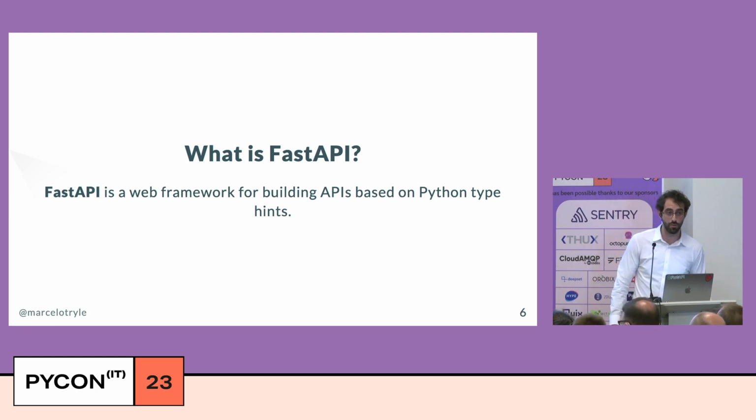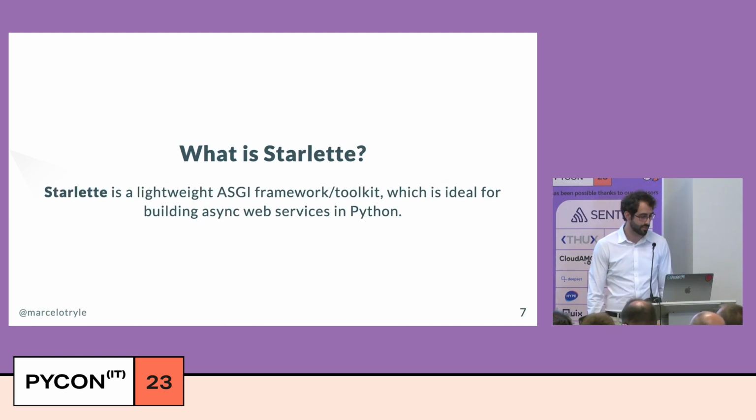So FastAPI is a web framework for building APIs. It makes strong use of Python type hints. And Starlette is a lightweight ASGI framework. ASGI is an interface that defines how to communicate between the web application, the web server, and the client. It's also a toolkit because it's kind of building blocks, so you can use part of Starlette. You don't need to necessarily use the whole framework. And it's ideal to build async web services in Python.